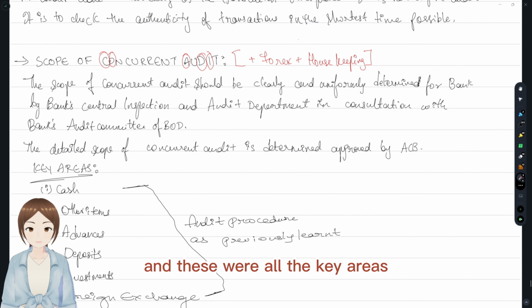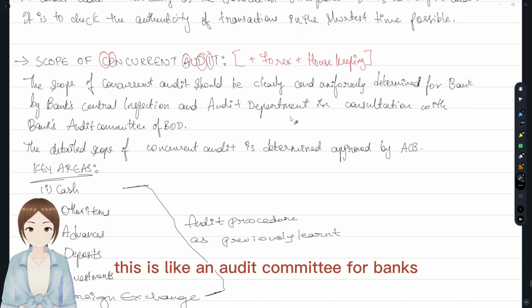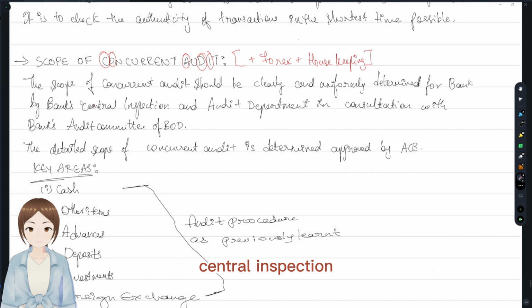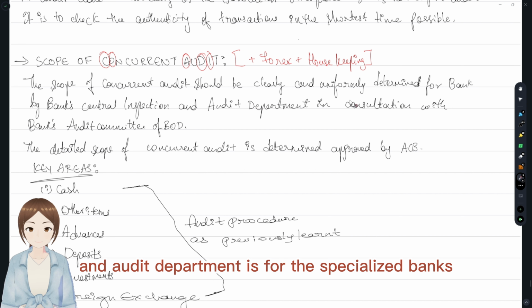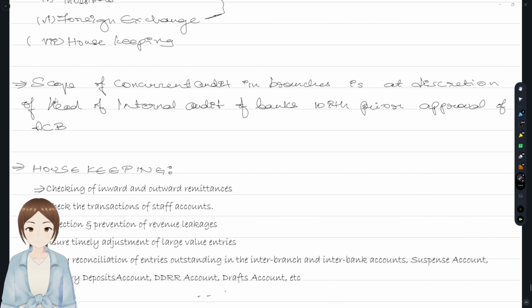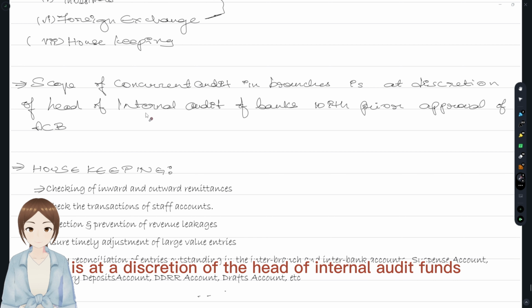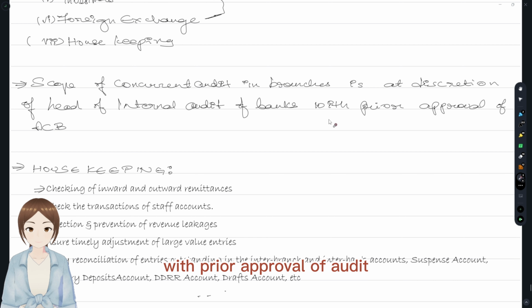And these were all the key areas where audit procedure has to be done. The scope of audit should be clearly and uniformly determined by banks, by the bank's central inspection and audit department. As we have seen, this is like an audit committee for banks. Audit committee is for companies in general. Central inspection and audit department is for the specialized banks. The scope of concurrent audit in branches is at the discretion of the head of internal audit of banks, with prior approval of the audit committee of the board.